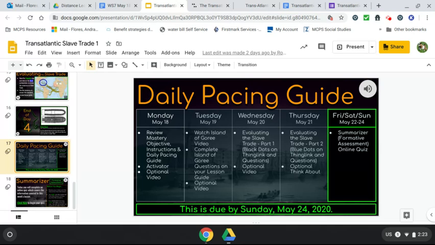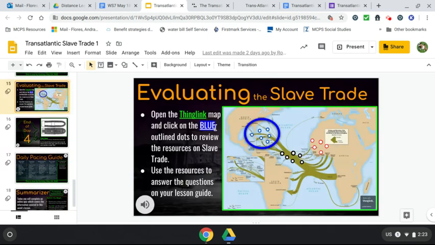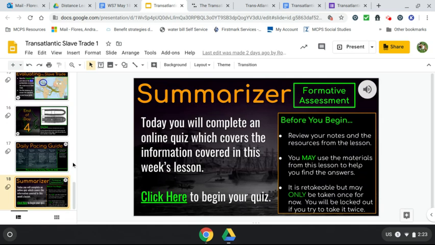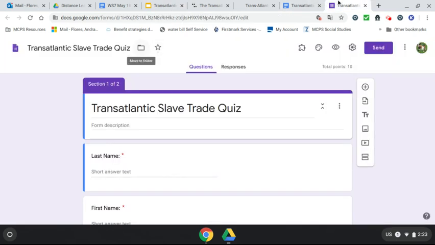I would suggest strongly that you make sure you have completed these blue dots, both the black and the blue dots, before taking the quiz, or you will be putting yourself at a disadvantage because you won't have all the information. So it's going to be a Google quiz. It's called the Transatlantic Slave Trade Quiz. You will only be able to take it once.